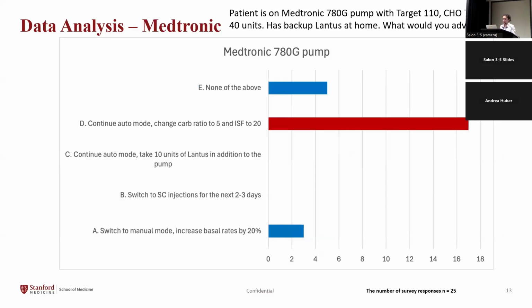Medtronic was very similar, and many of them chose continue auto mode, change carb ratio and ISF factor to a tighter ratio. Some of them, like 3 of them, chose switch to manual mode and increase basal rates by 20%. And quite a few, like 5 of them, chose none of the above.